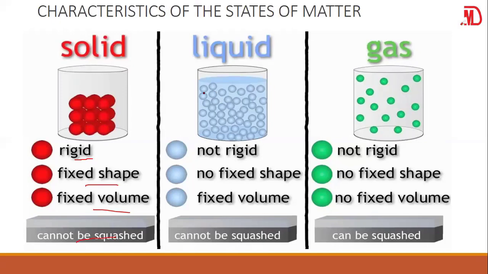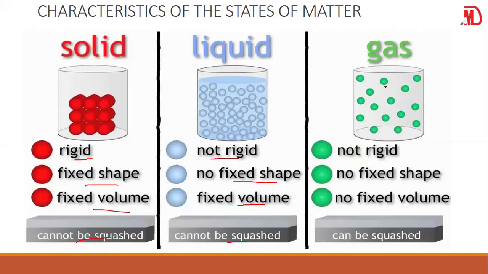Now look at liquid. You see, they are a little bit apart from each other. So they are not as rigid as solids, but of course, they are more rigid than gases. They have no fixed shape, but look at it, it is taking the shape of the containing vessel. They also have fixed volume. Again, they can be compressed, but with respect to solids, of course, they can be compressed. But with respect to gases, they are not easily compressed, right? Exactly.